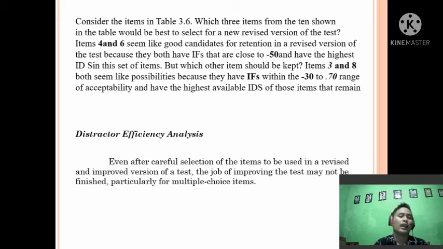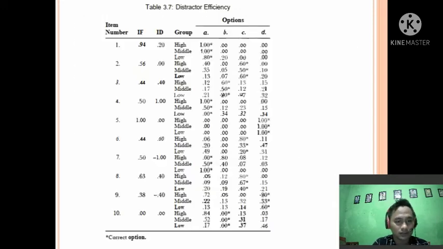Okay. The next one talks about distractor efficiency analysis. Even after careful selection of the items to be used in a revised and improved version of the test, the job of improving the test may not be finished, particularly for multiple choice items. Okay. The next one, Table 3.7, distractor efficiency, guys. Okay, this is the item number. IF is item facility, ID is item discrimination. This is the result, guys.